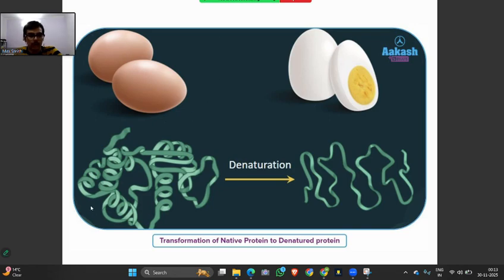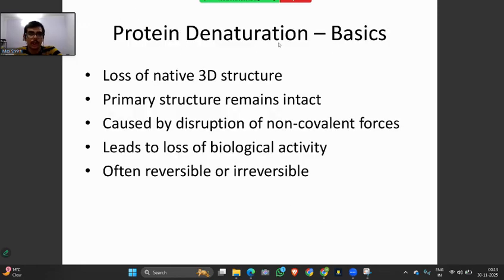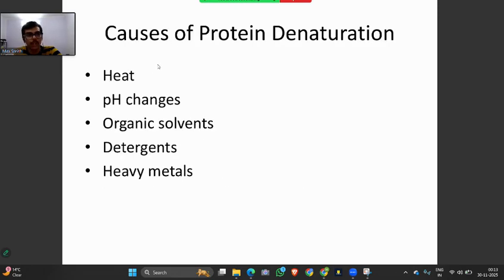As you can see, the protein structure which is denatured. This is an example where the egg is boiled: transformation of native protein to denatured protein. Protein denaturation basics: loss of native 3D structure, primary structure remains intact, caused by disruption of non-covalent forces, leads to loss of biological activity, often reversible or irreversible.